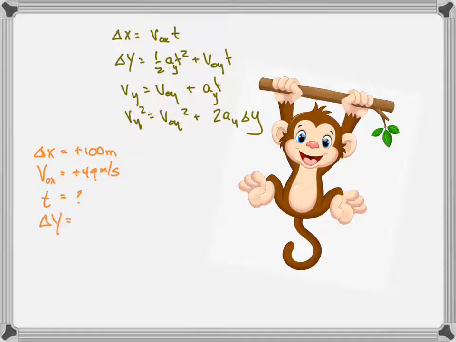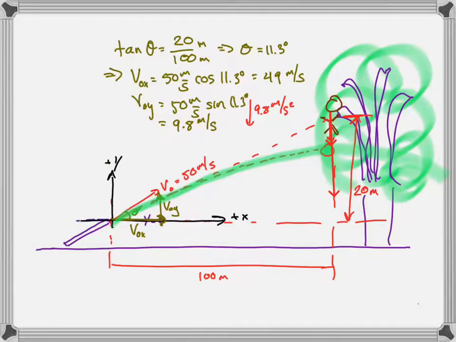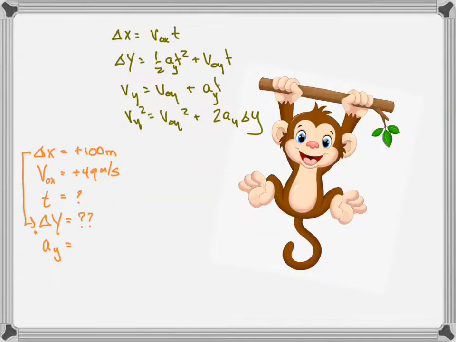Delta y, that's what we need to find out, right? That's the thing that we need to know, is where is the bullet when it has traveled 100 meters to the right. So we are asking when the bullet has moved 100 meters to the right, where is it vertically? That's going to help answer the question. A sub y for the bullet is, again, we've chosen up as the positive direction, and acceleration is down, so we look at those arrows, and the acceleration is minus 9.8 meters per second squared.